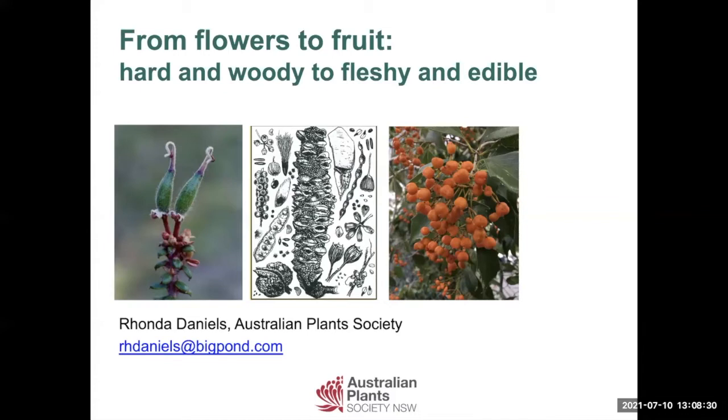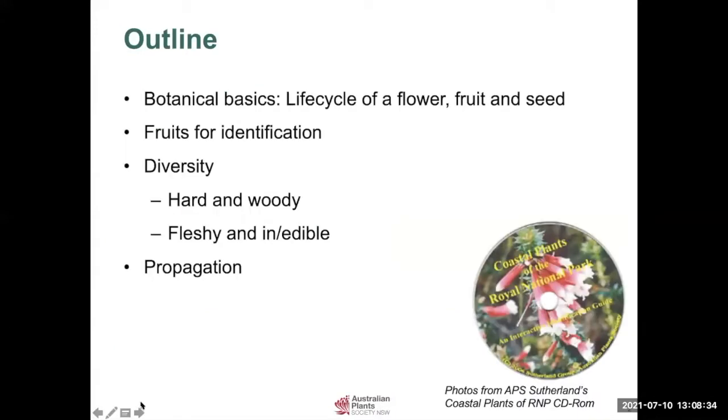So in this presentation, what I thought I'd do is just talk about some botanical basics in terms of the life cycle of going from the flower to the fruit and the seed. Most of the talk is really just about the diversity of our fruits and seeds, from hard and woody to fleshy and inedible. But I'll also just talk briefly about using our fruits for identification and also just touch on some propagation.